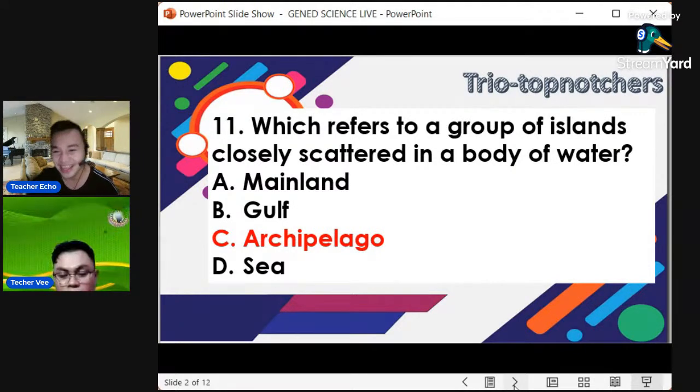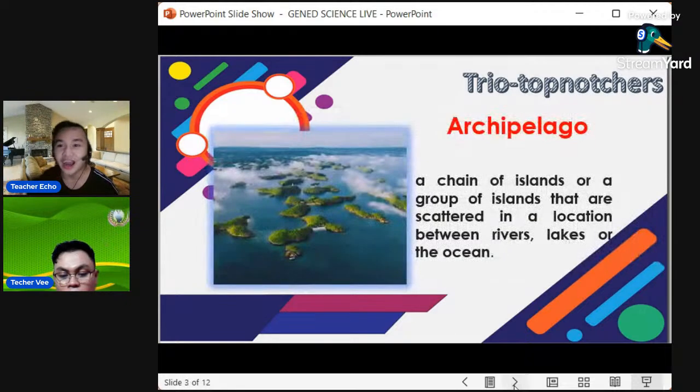And so let's tackle about what is archipelago first. Okay? Archipelago, guys, ito po yung archipelago. Nakikita nyo naman na maraming islands, guys, na nag-scattered, okay, sa bodies of water. Okay? So it is a chain of islands or group of islands that are scattered in a location between rivers, lakes, or the ocean. Okay? Archipelago. Ang Pilipinas po ay tinatawag po na archipelago din. Okay? Philippine archipelago kasi yung mga islands po natin ay scattered po sa body of water.